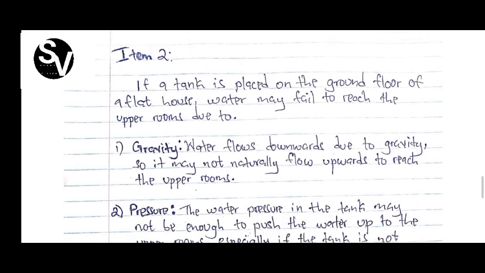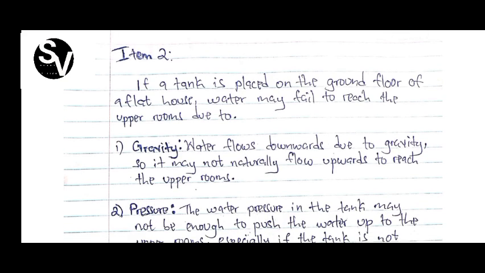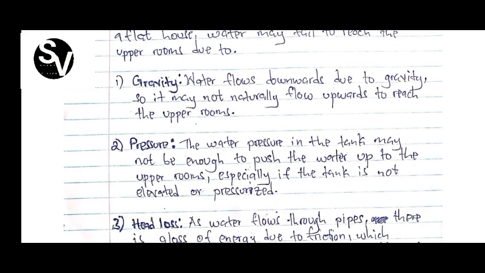Then this guy wanted help. Now, if the tank is placed on the ground floor of the flat house, water may fail to reach the upper rooms due to 1, gravity. Water flows downwards due to gravity. That is natural. So in order for you to get proper supply of water, it's better you uplift the tank.